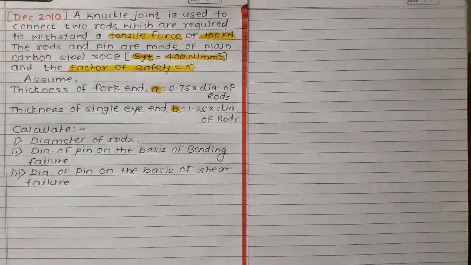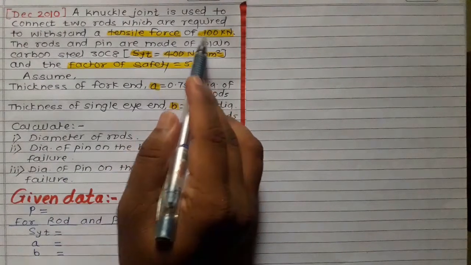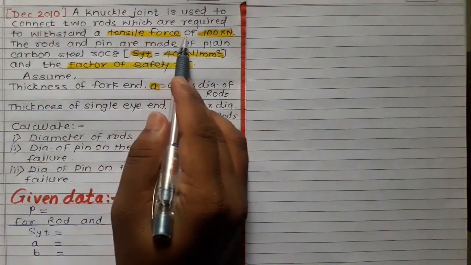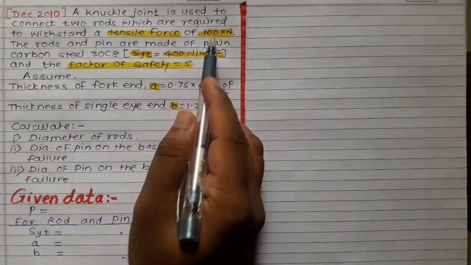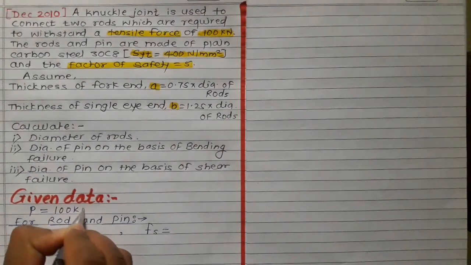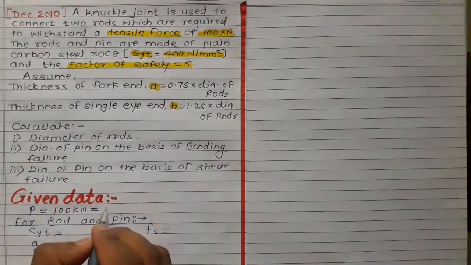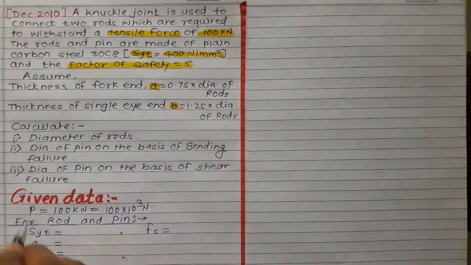So first of all, write the given data. From the problem statement, the tensile force acting on the knuckle joint is 100 kilonewton. That means capital P is equal to 100 kilonewton. Let us convert it into Newton, so multiply by 10 raised to 3. So this is the value of capital P, the force acting on the knuckle joint.